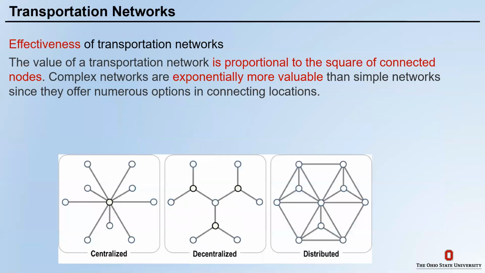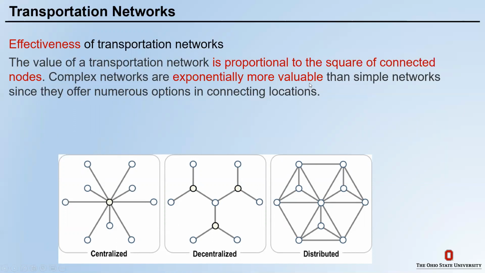So if we translate this law, Metcalfe's law, and apply it to transportation networks, it would be that the value or effectiveness of a transportation network instead of a telecommunication network is proportional to the square of connected nodes instead of users. So you can consider each node here as a user of telecommunication network, right? So complex networks are exponentially more valuable than simple networks. Why is it exponentially more valuable? Because we use n squared instead of simply n to address the effectiveness of a network.